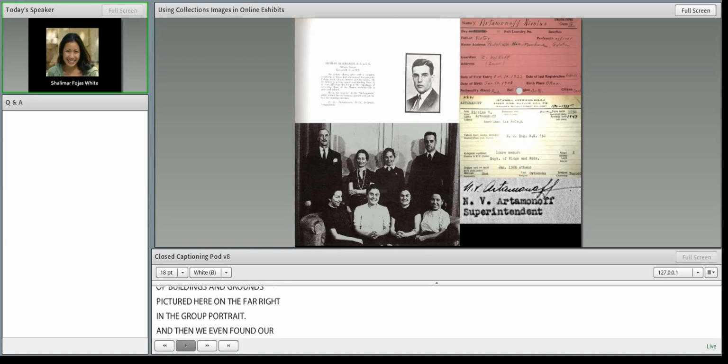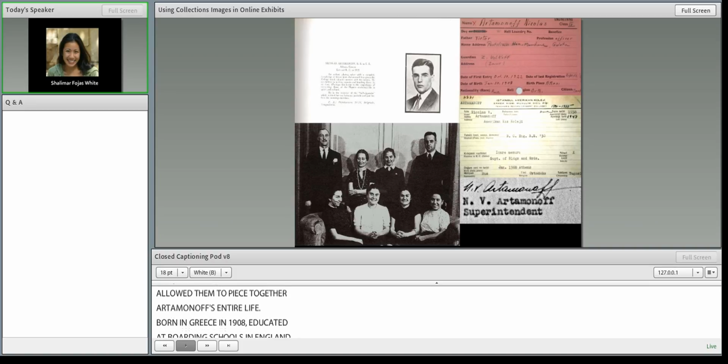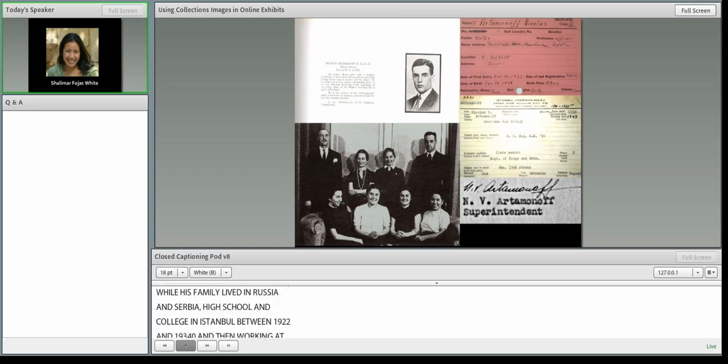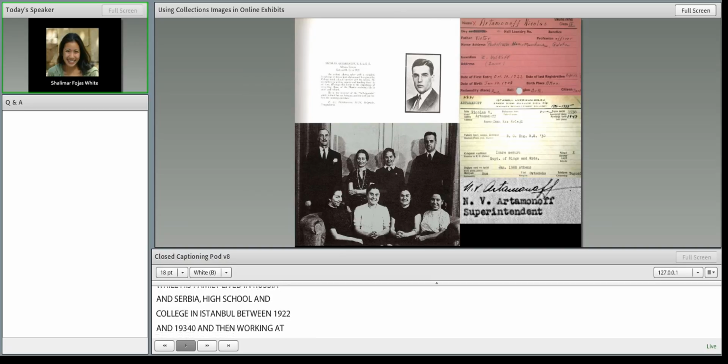So these additional leads allowed Gundar and Ali to piece together Artamonoff's entire life. Born in Greece in 1908, educated at boarding schools in England while his family lived in Russia and Serbia, high school and college in Istanbul between 1922 and 1930, and then working at Robert College in the 30s and 40s, precisely the very years covered by our photographs, and then eventually emigrating to the United States in 1947.